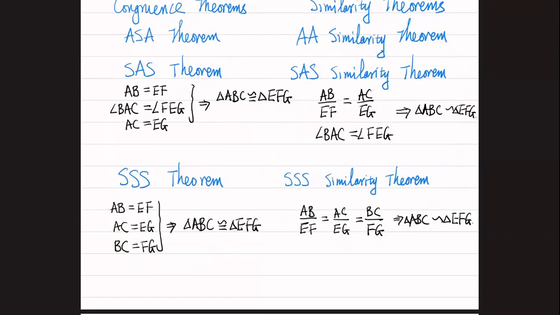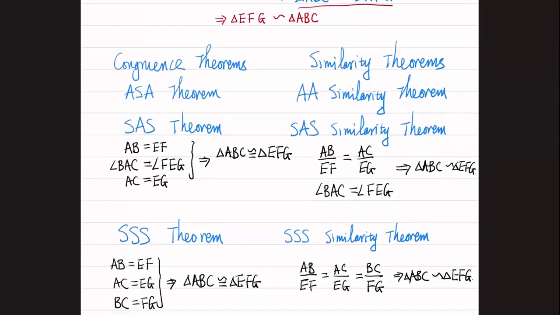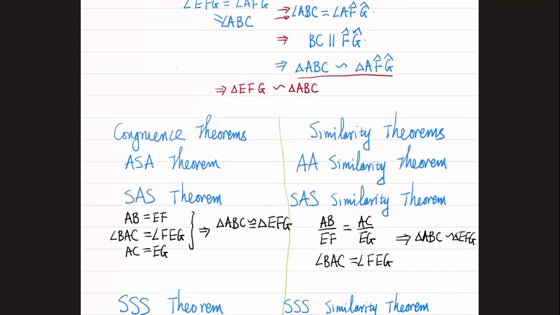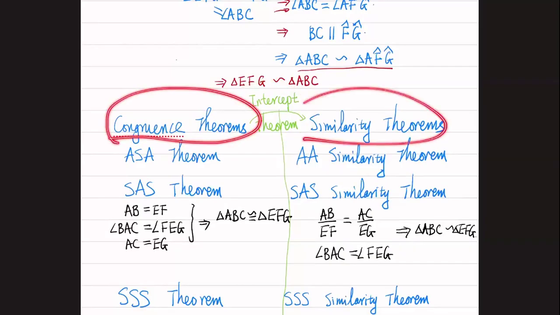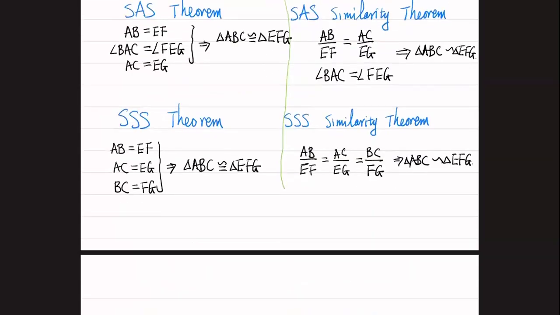Okay, let me show how this works. So the bridge between these two sides is the intercept theorem. So this theorem helps us to go over from the congruence to similarity. Okay.